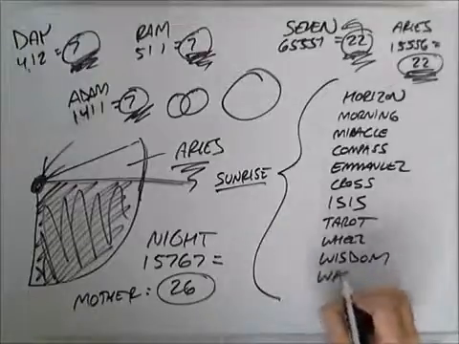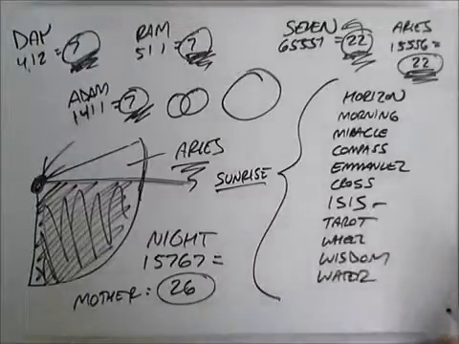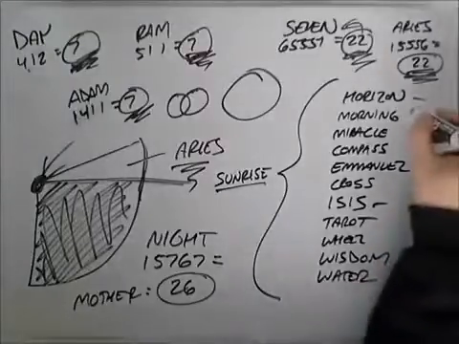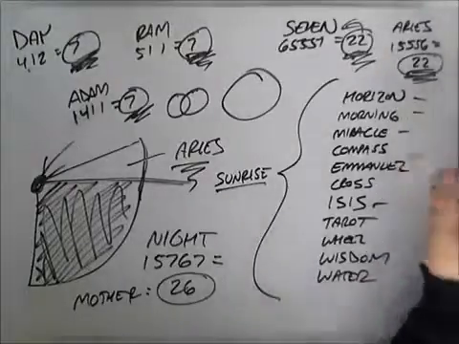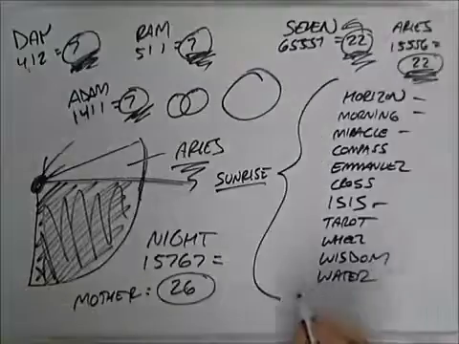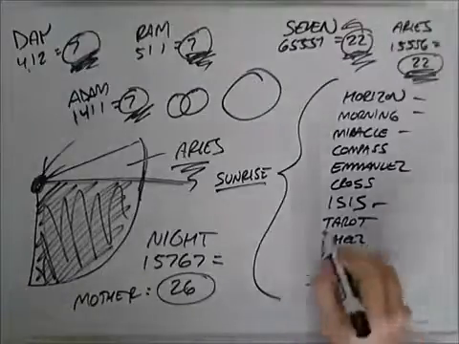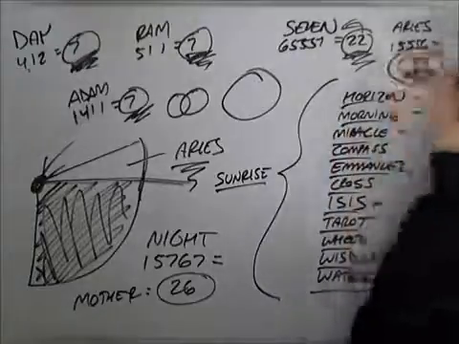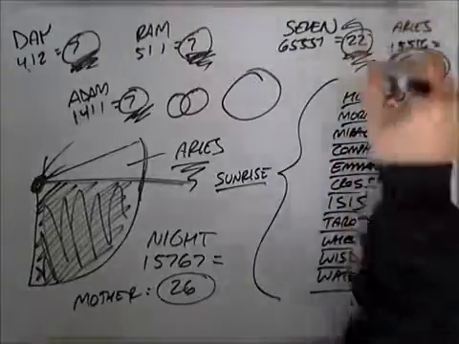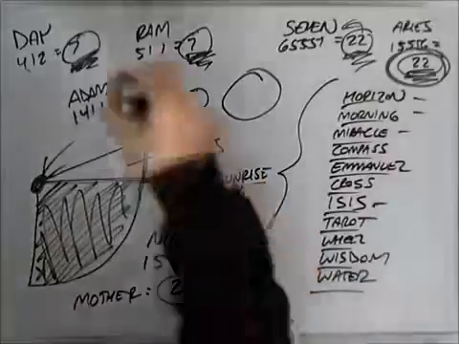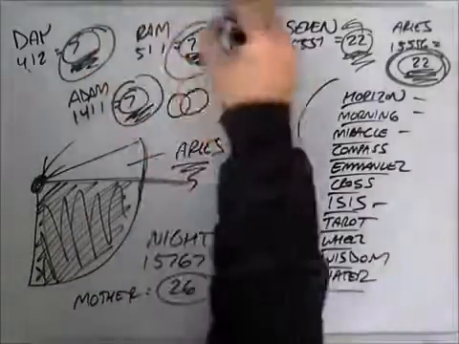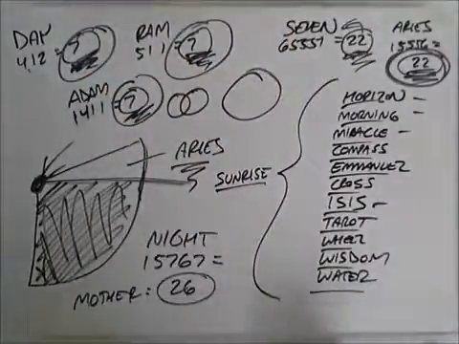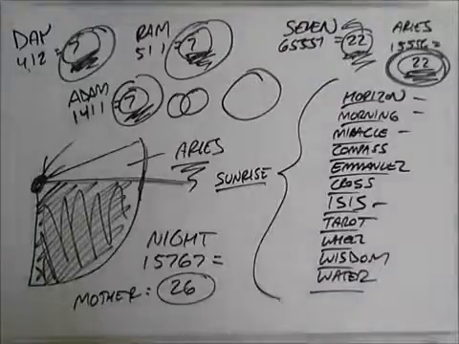And then, of course, we have the waters breaking from the Isis to create the horizon, the morning, the miracle, etc., etc. Water equals 22. So all of these things, water, wisdom, wheel, tarot, Isis, cross, Emmanuel, compass, miracle, morning, horizon, all equal the 22 of Aries. 7 equals 22. That's what we see again and again. 7 days of creation. It's all talking about that same thing.